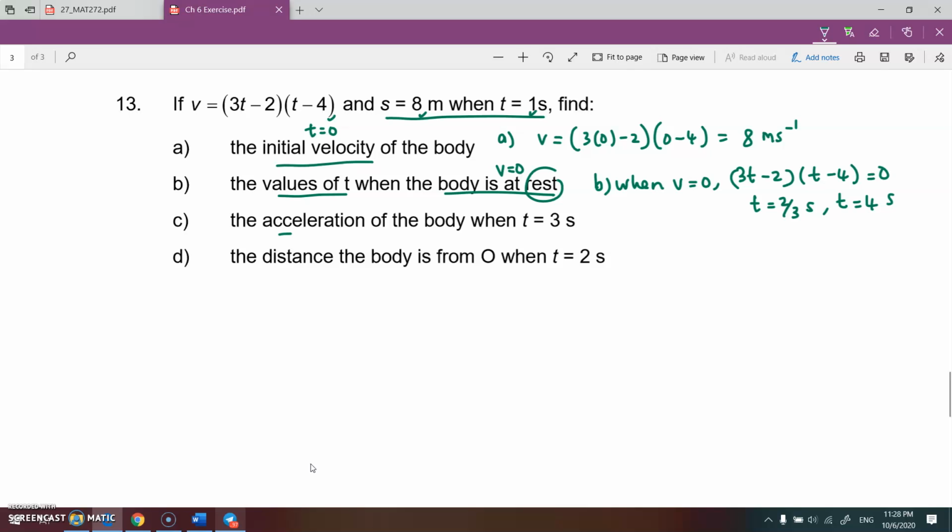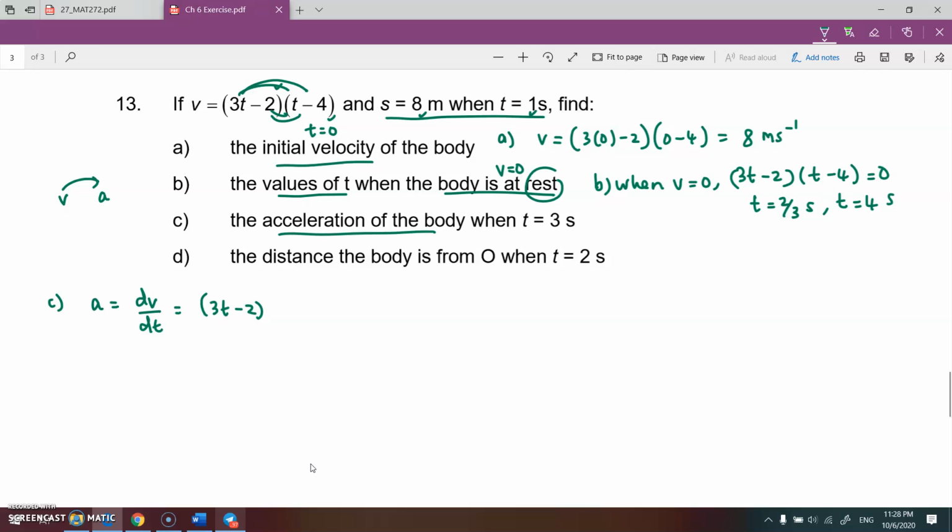Okay, C. What is the acceleration? So from v to a, you need to differentiate. So a is dv over dt. So you straight away differentiate v. How do you differentiate v? It's by using the product rule, or you can expand this and then differentiate. But if, let's say, we just use the product rule, it's much easier.